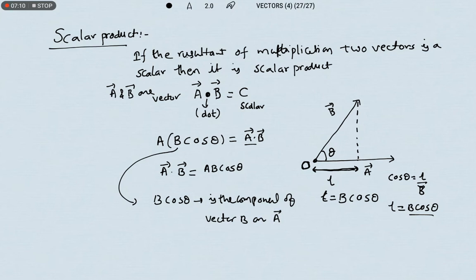Again, the length of the projection of B on vector A is known as the component. So the component of vector B is equal to B cos theta. Therefore, we can represent A bar dot B bar as AB cos theta. This AB cos theta is a scalar.